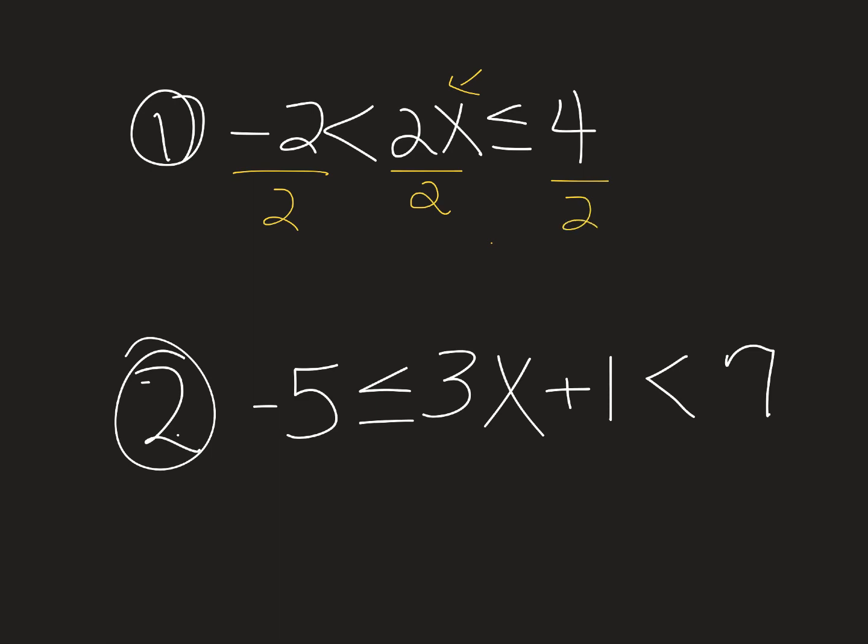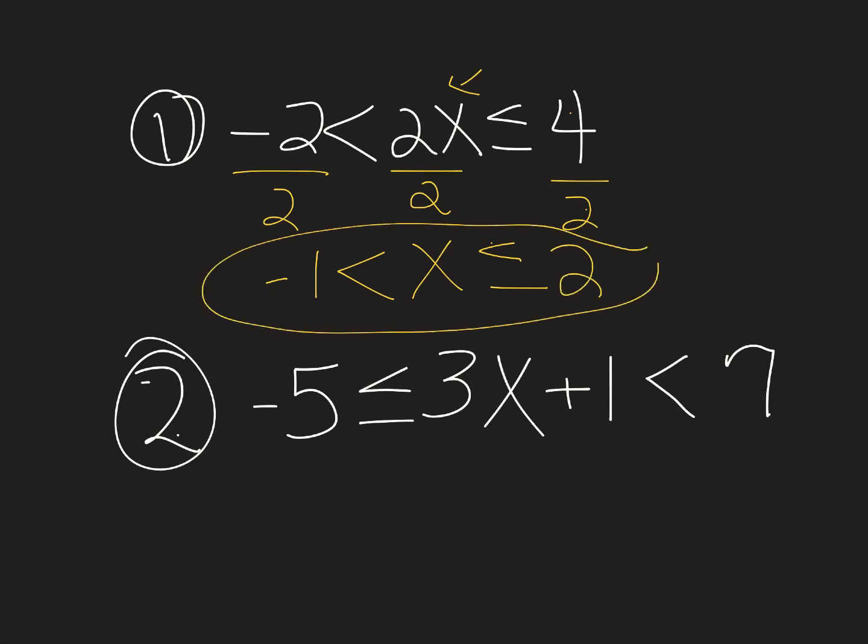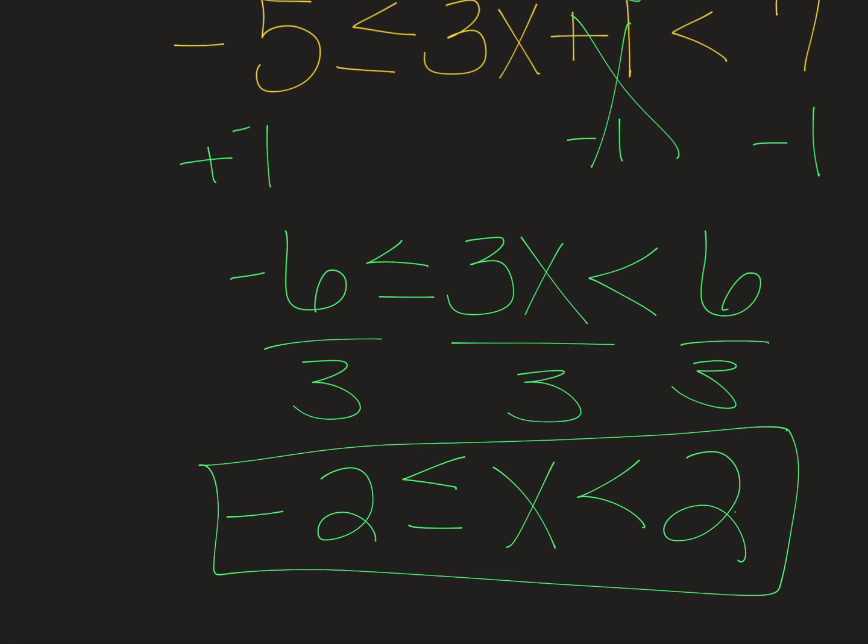Okay? Negative 2 divided by 2 makes a negative 1. X less than 4 divided by 2 is 2. This is your answer. Check your answer on your paper. All right, so negative 2 is less than or equal to x less than 2. Okay, and see how you did.